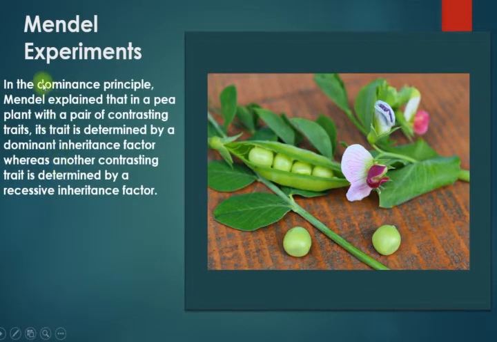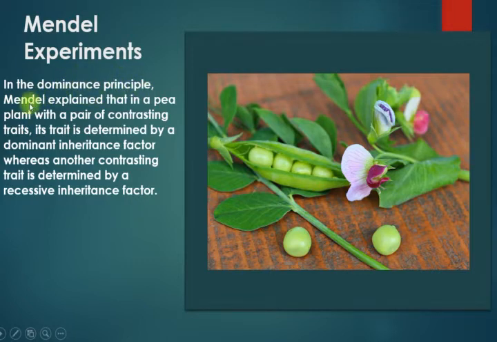In the dominance principle, Mendel explained that in a pea plant with a pair of contrasting traits, one trait is determined by a dominant inheritance factor, whereas the other contrasting trait is determined by a recessive inheritance factor. So this is referred to as the dominance principle.